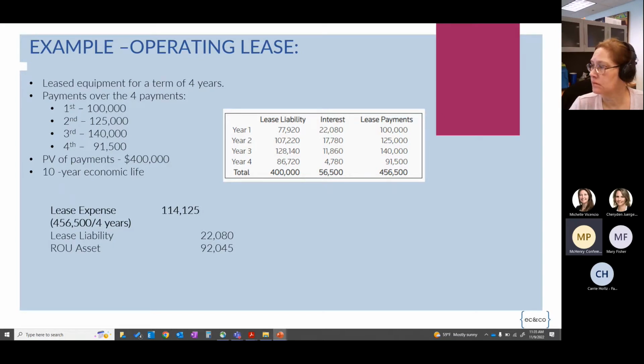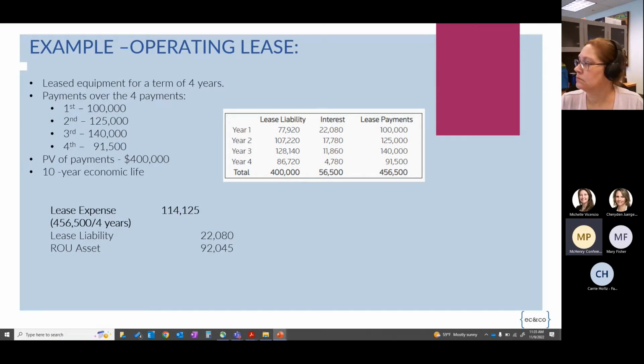$114,000, which is essentially your total payments divided by 4, since it's a 4-year lease. You're going to reduce your liability or increase your liability by the interest, like we did on the other one, which is the $22,080. And then you're going to reduce your asset by the amortization. And that's the amortization for the 4 years. Because again, it's operating, so we're just doing it over the term of the lease.